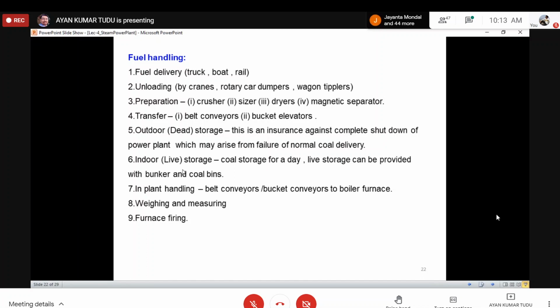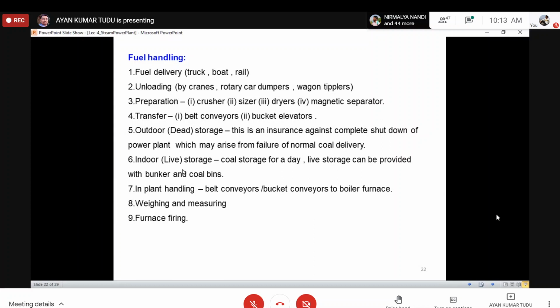Then the fuel has to be prepared, so it has to pass through a crusher, sizer. It means the size of the coal block has to be maintained. Then it passes through dryers to remove any moisture content from the coal, and then through magnetic separators to remove any iron content, if any, inside that coal. Then it has to be transferred by belt conveyors or bucket elevators to our furnaces.